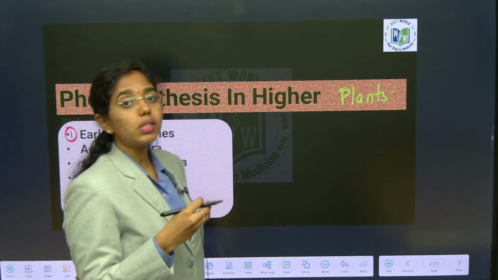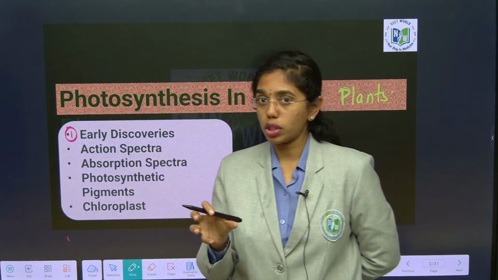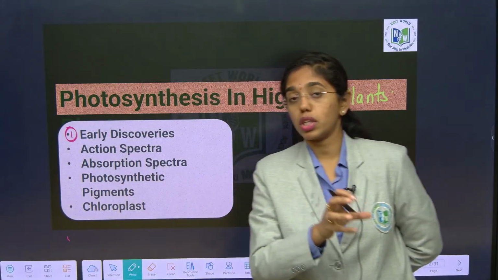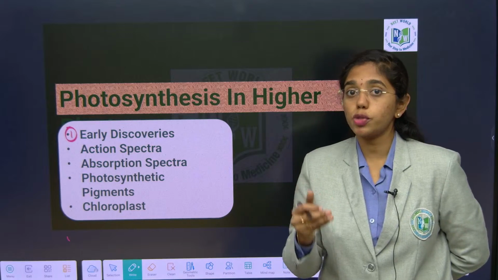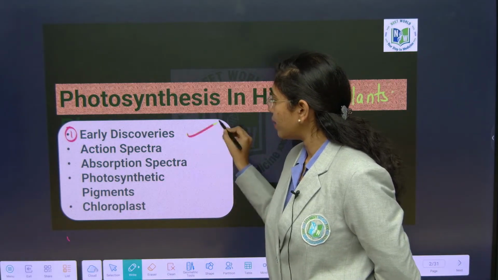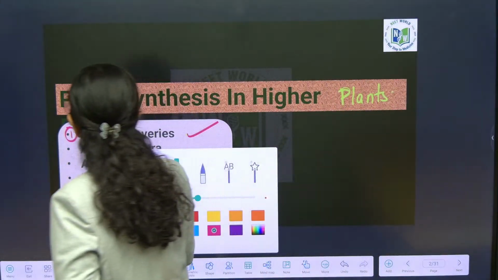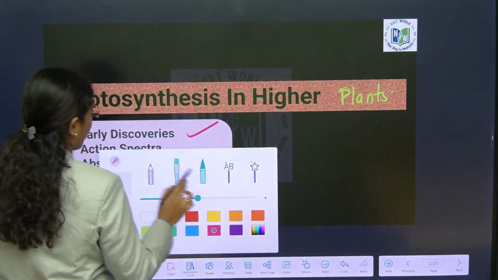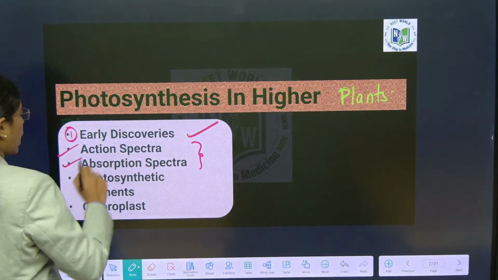Like, who said that these raw materials are required for the process of photosynthesis? What is the product of photosynthesis? How is that happening? Who discovered oxygen? Who discovered action spectra and absorption spectra? All the early discoveries that are given in the beginning of this chapter are important. Followed by action spectra and absorption spectra, the graphs which are given, both are important.